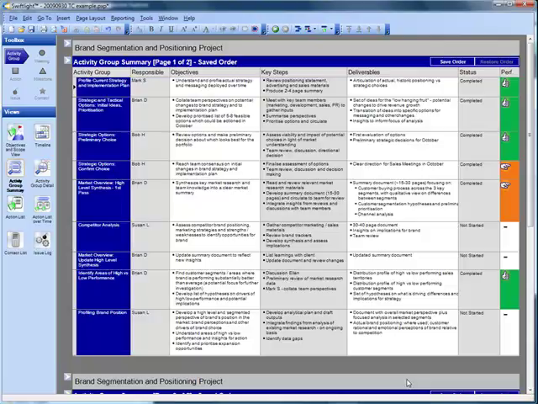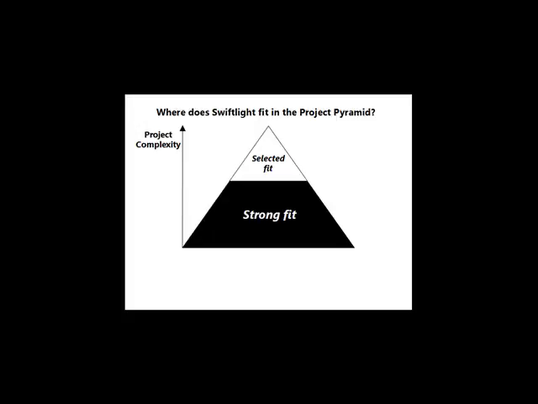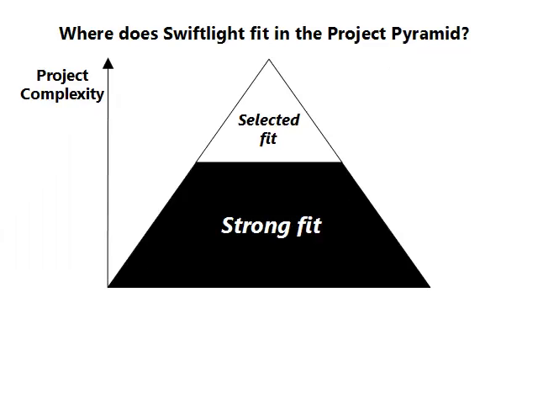But where does Swiftlight fit in a project manager's toolkit? Well, first, if we think about a pyramid of projects with the large, complex projects at the top and smaller, simpler ones at the bottom, Swiftlight has a strong fit lower down the pyramid, where it can be a core project management tool. At the top, Swiftlight is not intended as a replacement for MS Project or its equivalents, but it can still be a very useful high-level planning and communication tool.